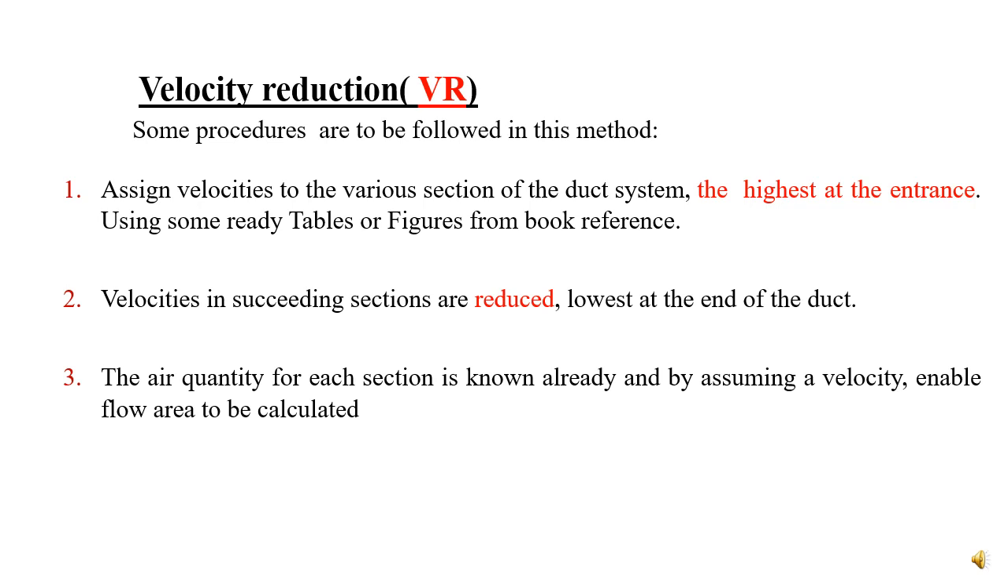And the air quantity for each section should be known already, and we have to cross-check the velocity range that is allowable for the type of building. For example, if we have a public building, then we should refer to the table for the range of allowable velocity. So even though we reduce the velocity, it wouldn't be lower or higher than the allowed range of velocity.